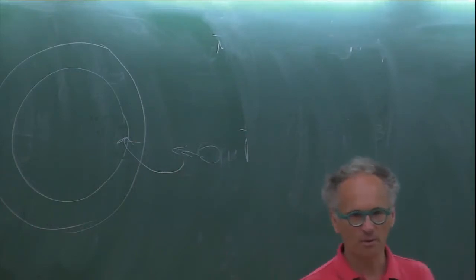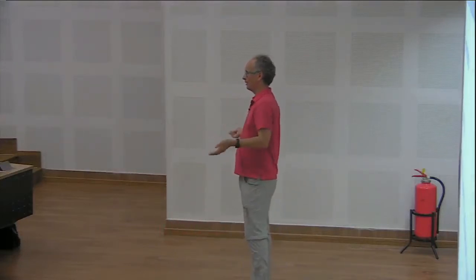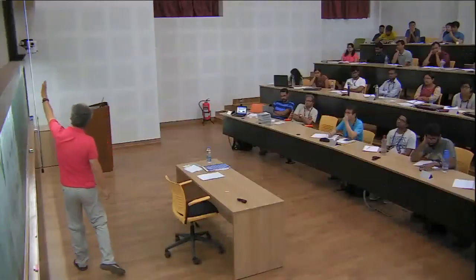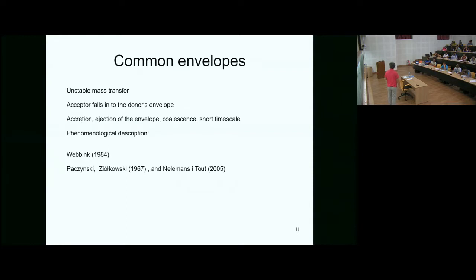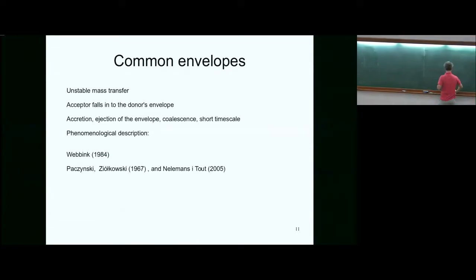And when we have complicated processes in binary evolution, we try to simplify them. And I think that's a general statement in physics, that if you have something very complicated, you try to parameterize it and then get a physical feel of what will happen. So there are two major phenomenological descriptions of this process. One comes from Webbink in 1984, and another is by Paczynski, Ziółkowski, 67, that was revived in 2005 by Nelemans and Tout. And I'll show you the two formalisms in a moment. So the Webbink formalism assumes the following.